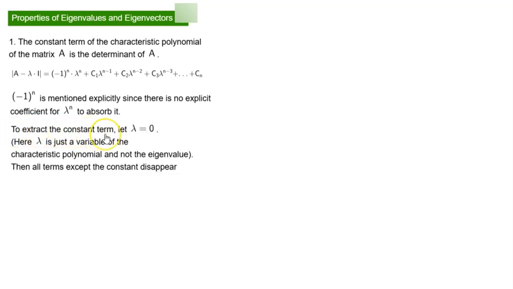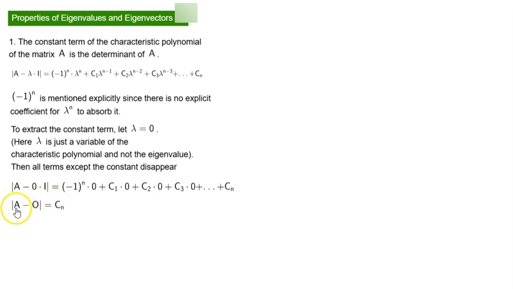Now, to extract the constant term, because that is what we are talking of here, let lambda equal 0. Here, lambda is just a variable of this polynomial and not the eigenvalue. Remember, eigenvalues are those values of lambda which are the roots of this equation. If we equate lambda to 0, then all terms except the constant disappear.